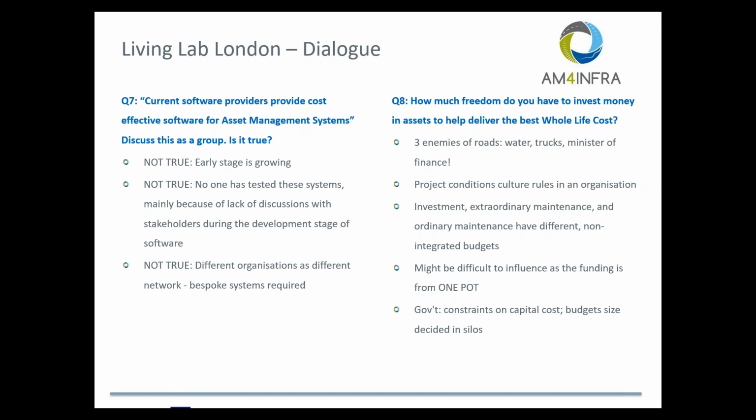The next question was looking at the constraints of what can prevent the best whole life cost solution. One of the groups confirmed there are 3 enemies of roads: water, trucks, and the Ministry of Finance. So there was quite a common view that actually finance does stop a proper whole life cost. So we need to be looking more at how we can work with that process.